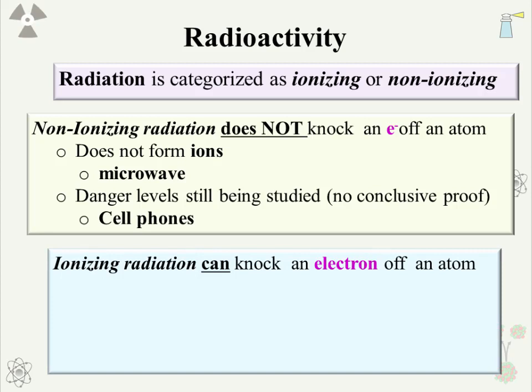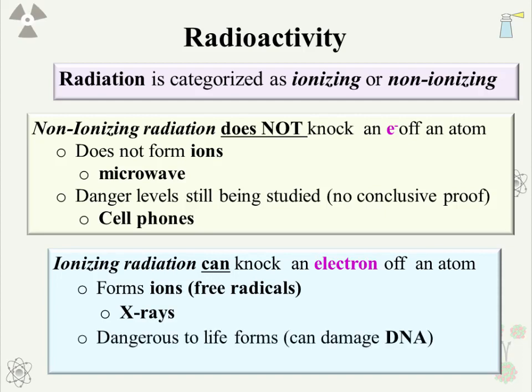Ionizing radiation, however, can knock an electron off an atom. That will form ions, which can lead to the formation of free radicals. X-rays are an example of ionizing radiation. This form of radiation is dangerous to life forms. Unwanted ions or free radicals can damage DNA, and that could be life-threatening. Human exposure to radiation is measured in a unit called the rem or millirem. People who work near radiation have to monitor the amount of radiation that they're exposed to.